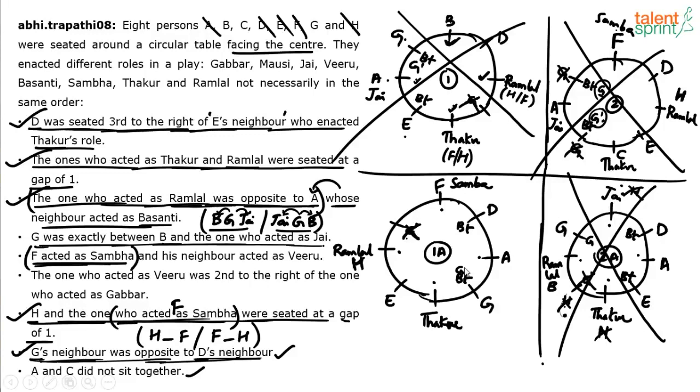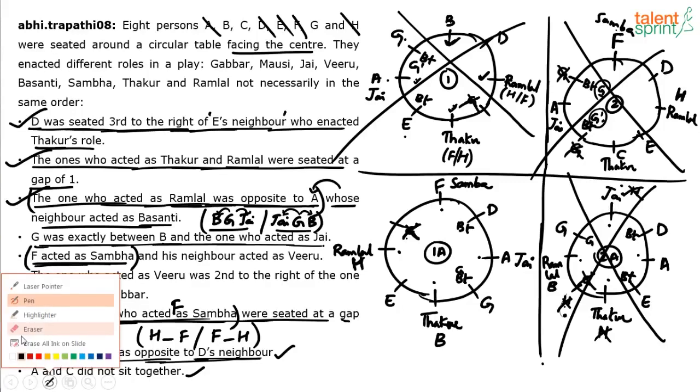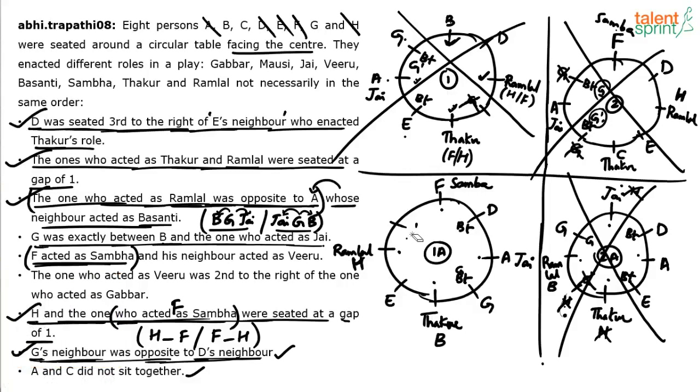Now if this is G, what do we know? It should be B, G, J. J cannot come this side because it's Thakur, so A should be playing the role of J, and then this becomes B. You see, that point is fixed. G is between B and J. So this point is also used. So now since only 1A is the possible case, let's fill up the gaps. This should complete it now.